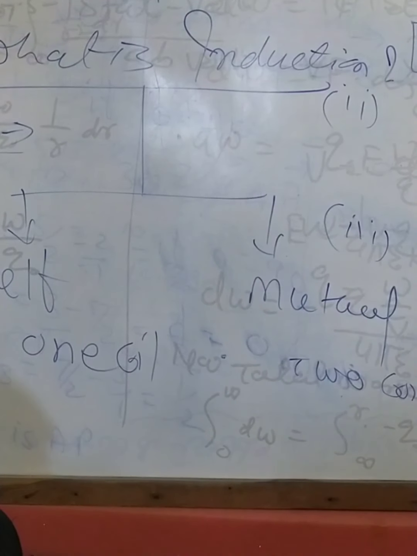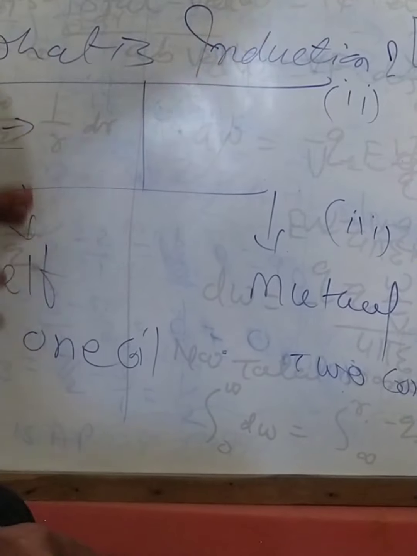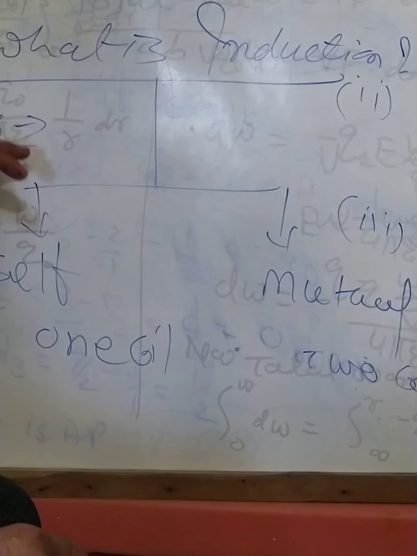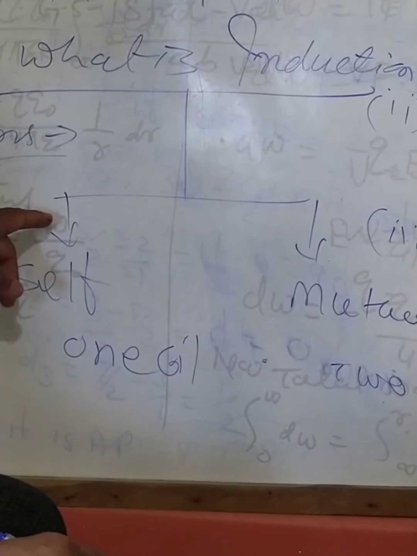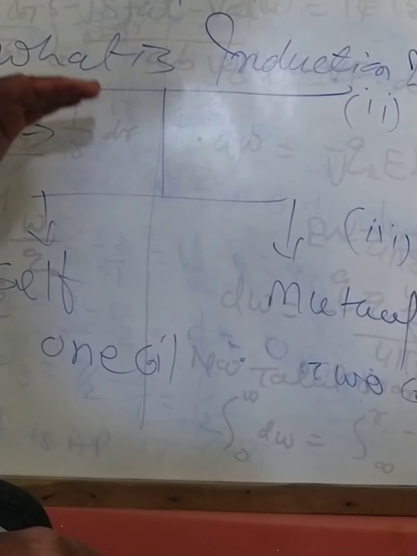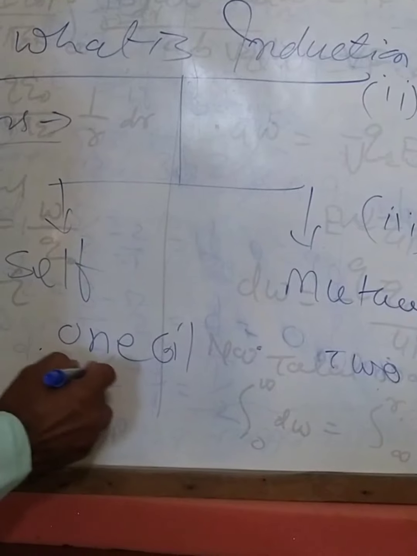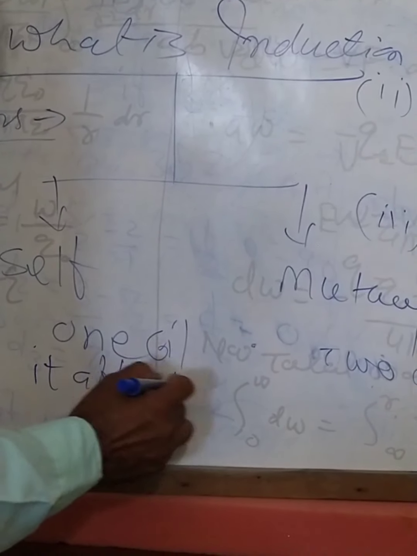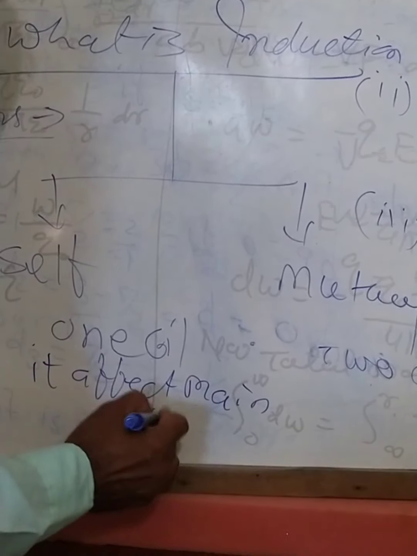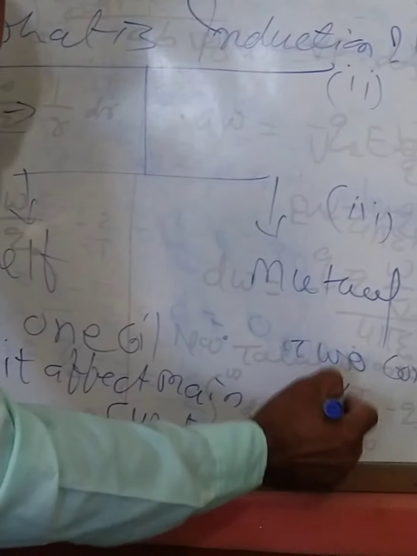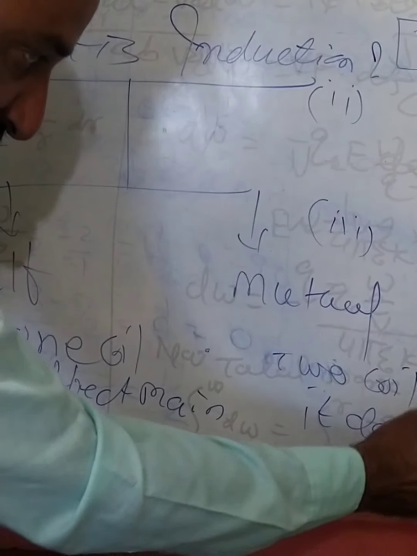So it directly affects the coil. Which one affects the main current? Self induction affects the main current, and mutual induction does not affect the main current.